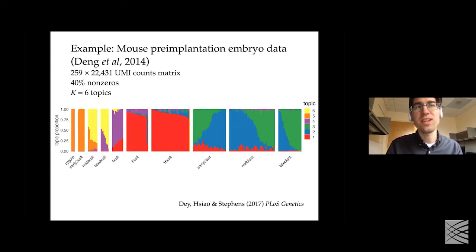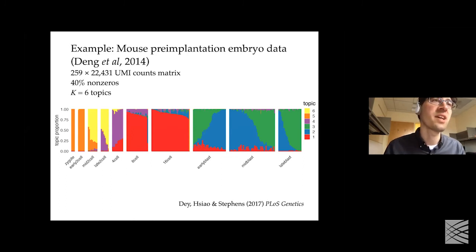Okay, so now we're going to do pretty much the exact same thing, except the data are different. Now, instead of having word counts, we have UMI counts, unique molecular identifiers. This is an analysis that I didn't do, but Kushal and Joyce and Matthew Stevens did for their PLOS Genetics paper. And it illustrates the idea of fitting a topic model to single cell data. Again, we're doing something similar. We have a sparse counts matrix. Actually, I stand corrected. Here it's not very sparse, but most single cell data sets are sparse.